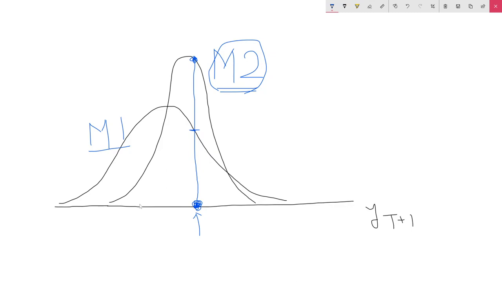But what if the realized value is here? If the realization is here, then model one forecasts that the probability of this particular value is here. But you can't believe that this is a straight line. And then model two forecasts that the probability or density of this particular value is here. So we say that model one forecasts better than model two if the realization is here, right? And let me show you another example.